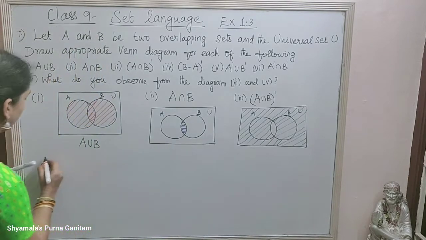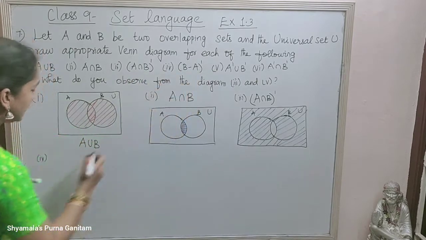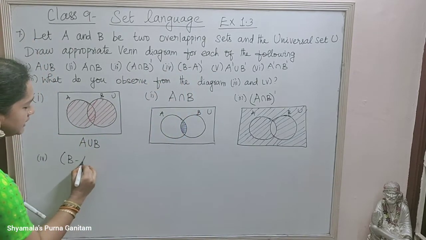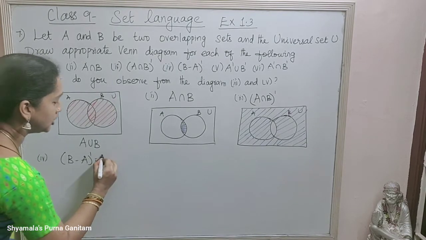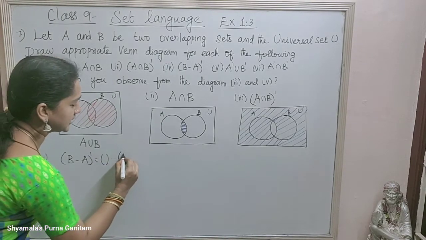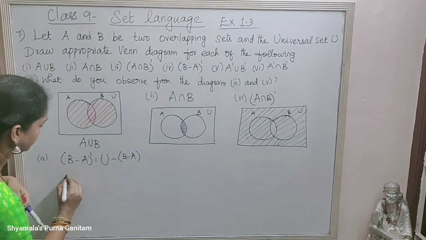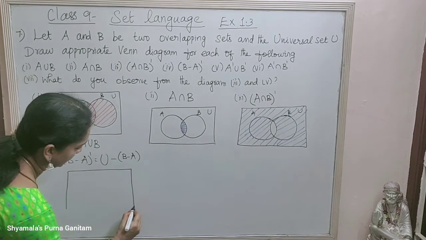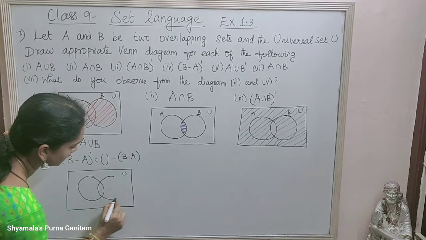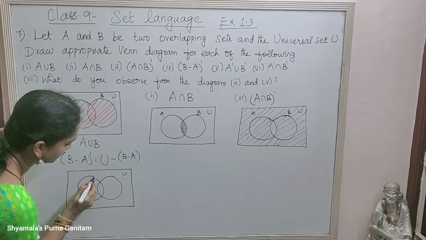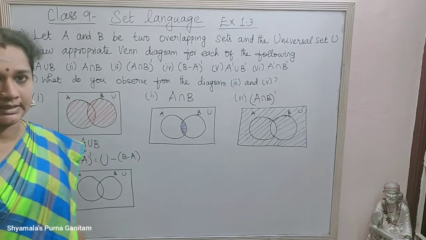Then fourth one is B minus A the whole dash. So what is B minus A the whole dash? Universal set minus B minus A. Okay. So Venn diagram, universal set, set A, set B. So what is B minus A?